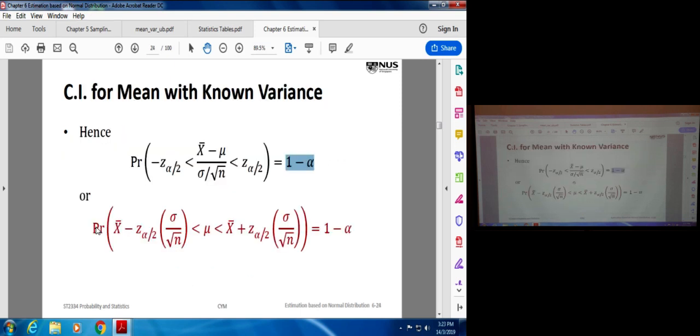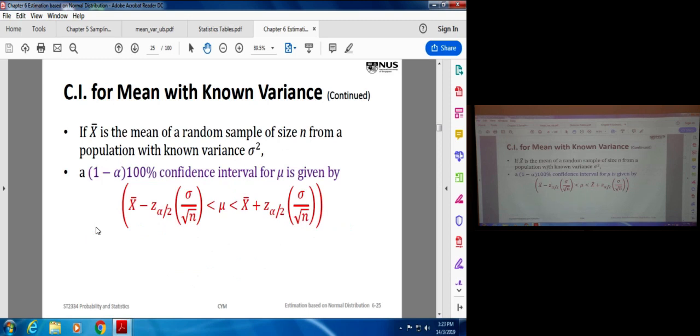So basically, to summarize the thing that we've derived, we haven't had to do too much work to do it: if x bar is the mean of a random sample of IID random variables, which is large enough, and we know the variance, then a 1 minus alpha times 100% confidence interval for the mean is precisely this. This is the lower bound, x bar minus z alpha over 2 sigma over root 10, and this is the upper bound, x bar plus z alpha over 2 sigma over root 10.